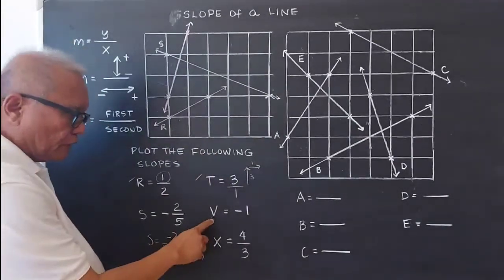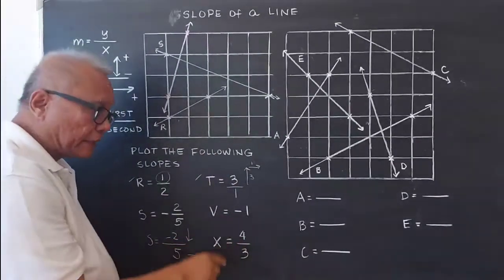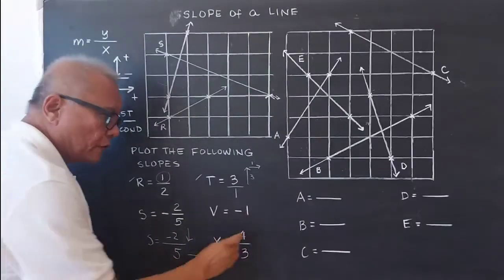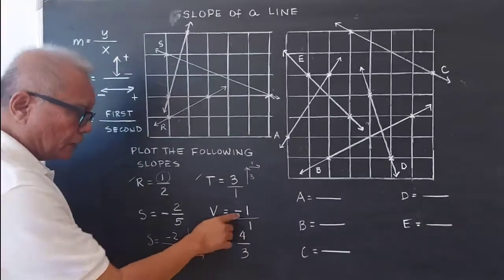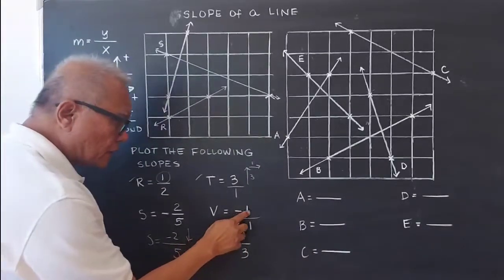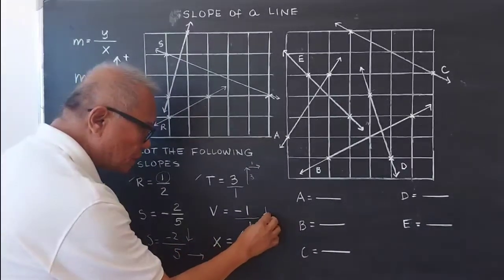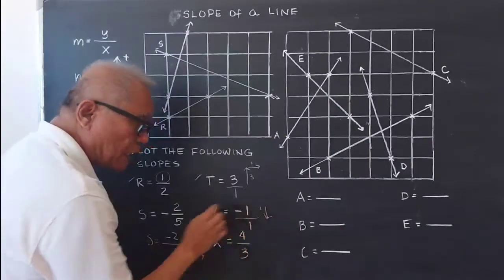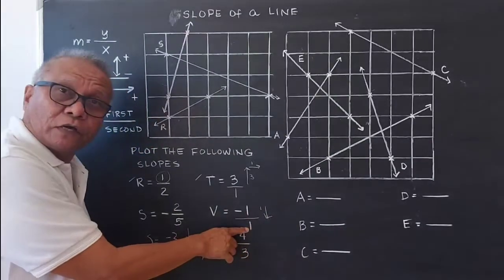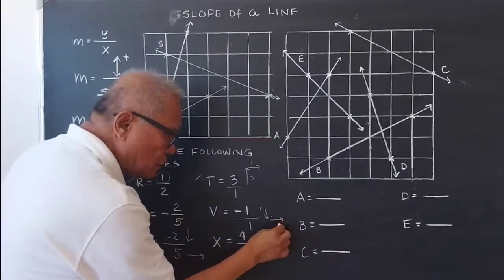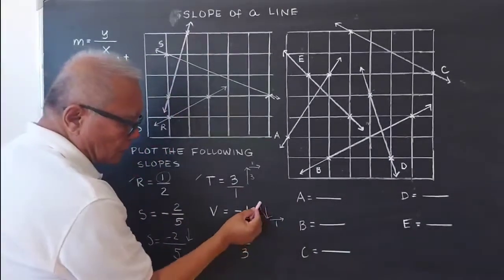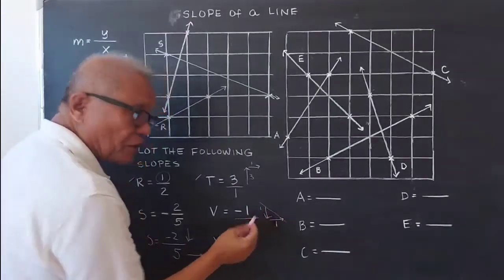Now let's have v is equal to negative 1. Again, we have only one number, make it 2 by placing 1 below. So here, can we sketch first? Negative 1 means you are going down, okay, 1. And positive means we go to the right, so 1. So you can see already that this one is our line.